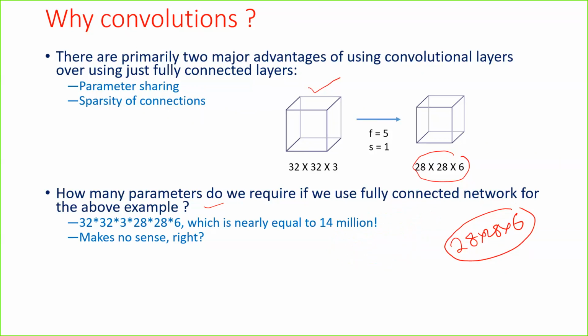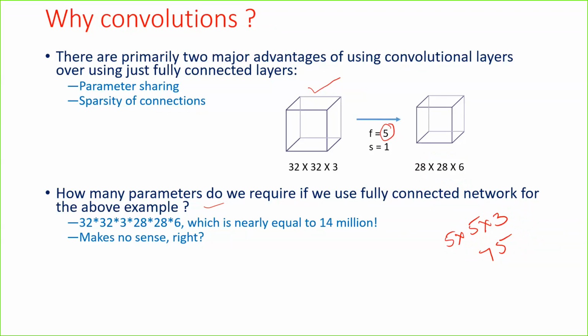What if I apply a convolutional neural network with a filter size of 5? How many parameters per filter? If the filter size is 5, it is 5 into 5 into 3, which is 75. So even if I apply 10 filters, it will be only 750, right?